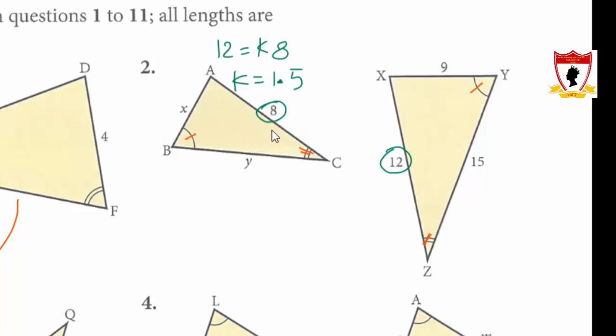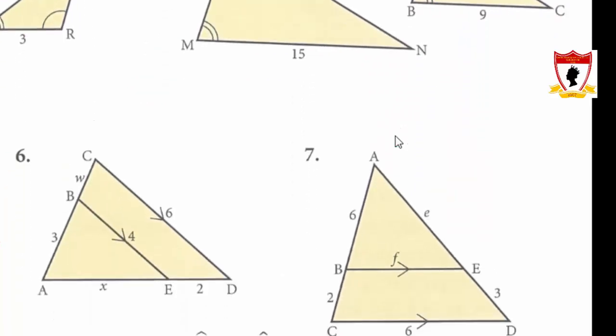Now if we want to get the missing sides, when we go from the bigger triangle to the smaller triangle, we divide by k. 15 divided by 1.5 is equal to 10, so y equals 10. 9 divided by 1.5 is equal to 6, so this side x is equal to 6. And 12 divided by 1.5 is 8.